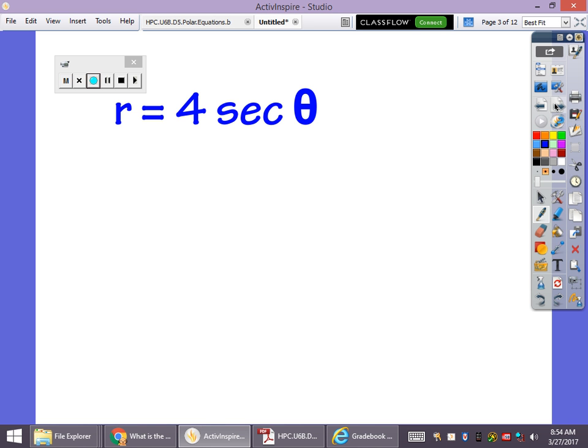If you look at all the rectangular equations, they're in the form r times something, yes? Okay, so what do you think I should do? Give me a guess. Get rid of secant? Okay, how would I get rid of secant? You're right. How would I get rid of it? Good job.